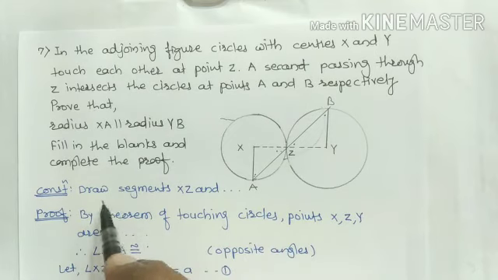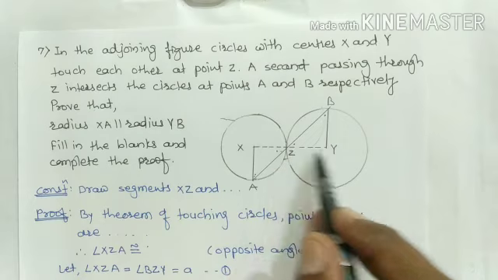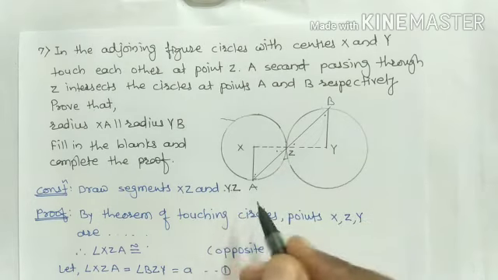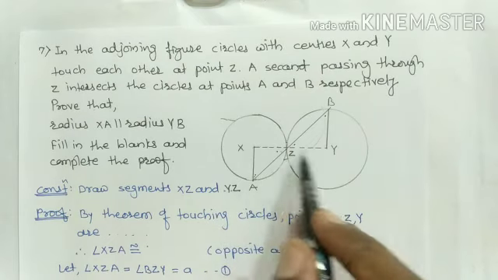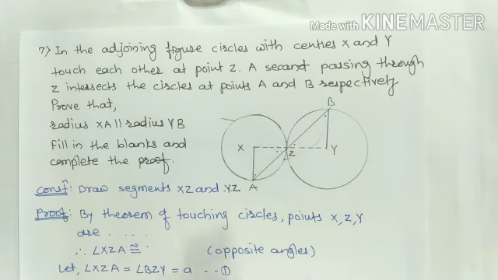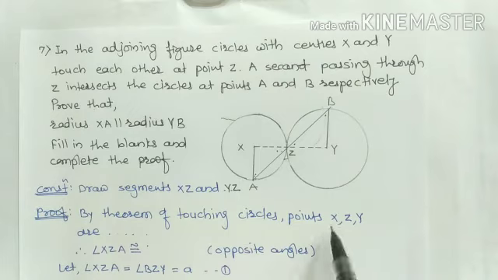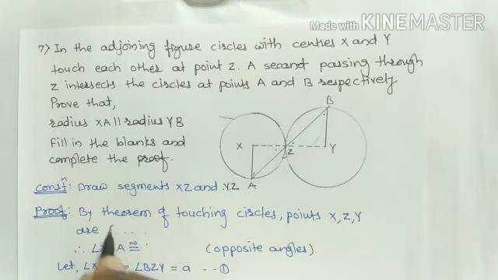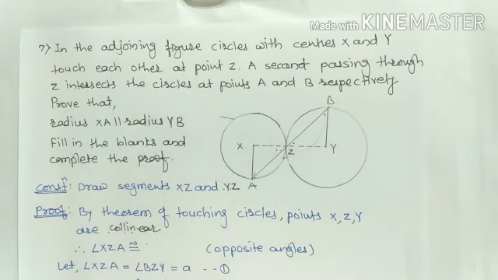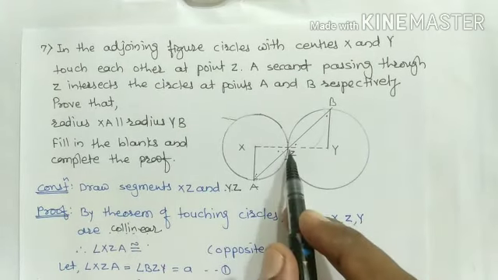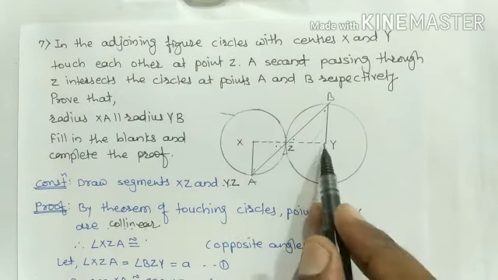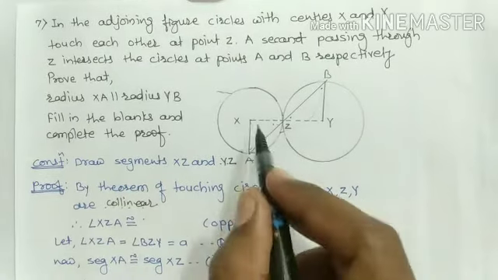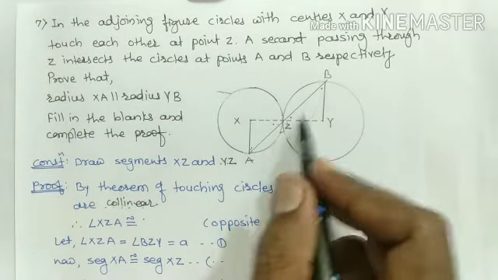See, the construction is given. Draw segment XZ and segment YZ. Now, we cannot simply say line XZY, because that point Z is on XY has to be stated by a theorem. See, by the theorem of touching circles, points X, Z, Y are collinear. We saw touching circles at the beginning of this chapter: in touching circles, the point of contact lies on the line passing through their centers. So by the theorem of touching circles, points X, Z and Y are collinear. Therefore angle XZA is congruent to angle YZB.